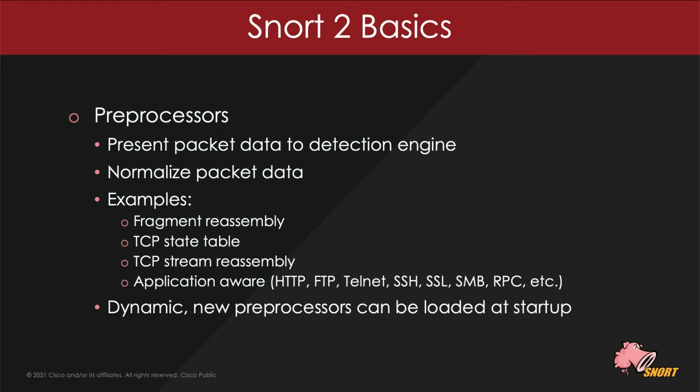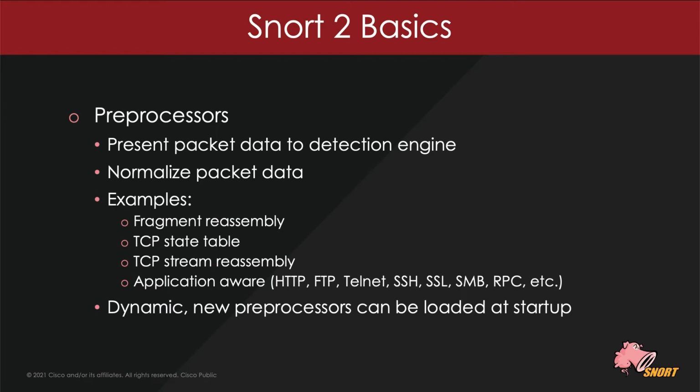The next step would be the preprocessors. Again, their job is really to present packet data to the detection engine. They can do some alerting, but their alerting is really on anomalous behavior, and it's not really part of that kind of threat detection, deep packet inspection. Normalization is their biggest deal.